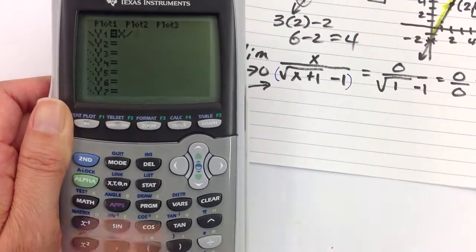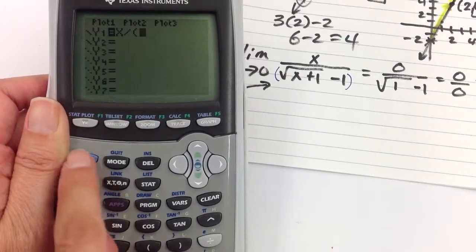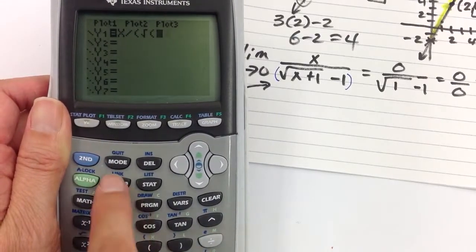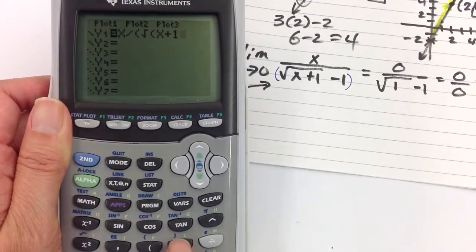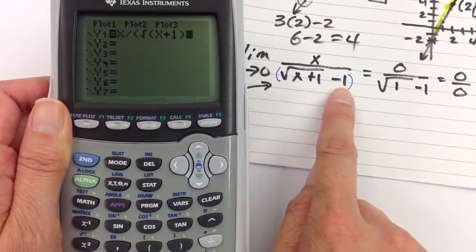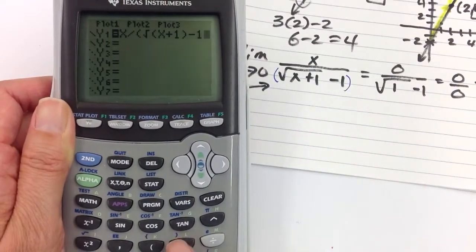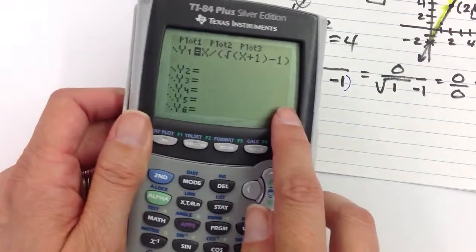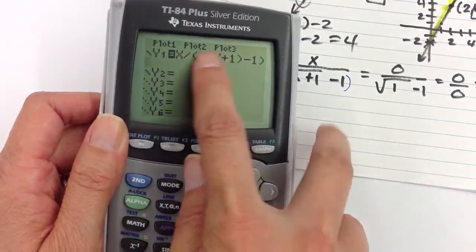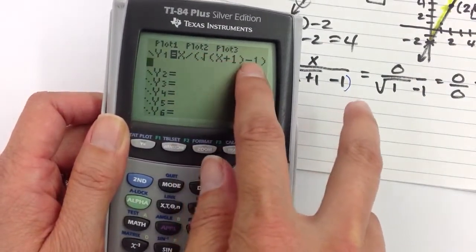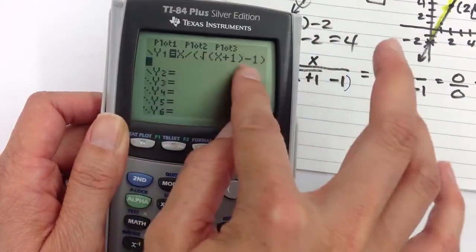Okay, so parentheses, square root of x plus 1 and close your square root, and then minus 1, and then another parenthesis to close. So I put x divided by this square root minus 1, so this is my whole denominator right there.